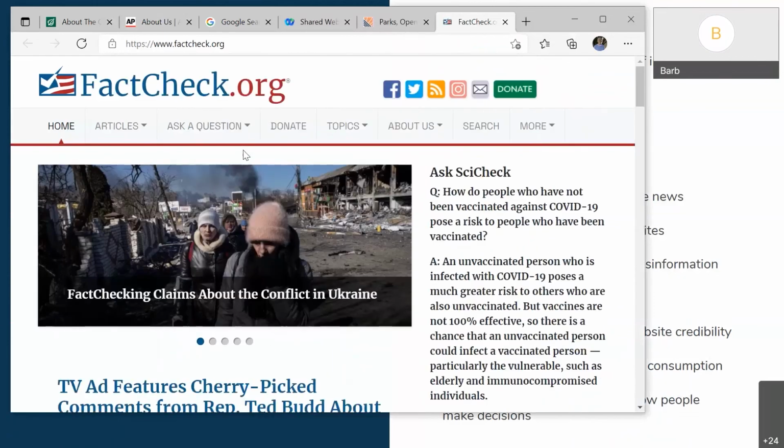Yeah. So let's see, can you see that? Is that showing up on everyone's screens, the FactCheck.org website? Maybe. I'll hope that it is.